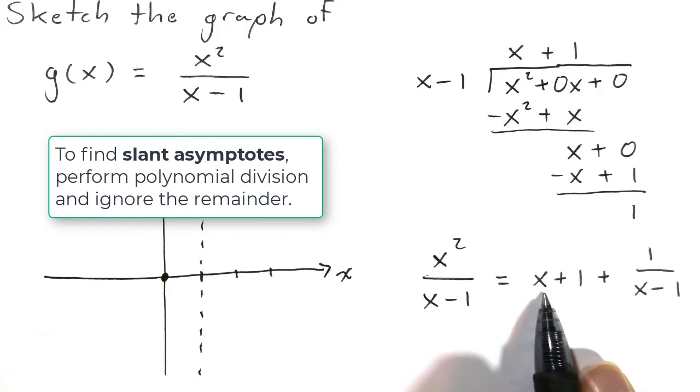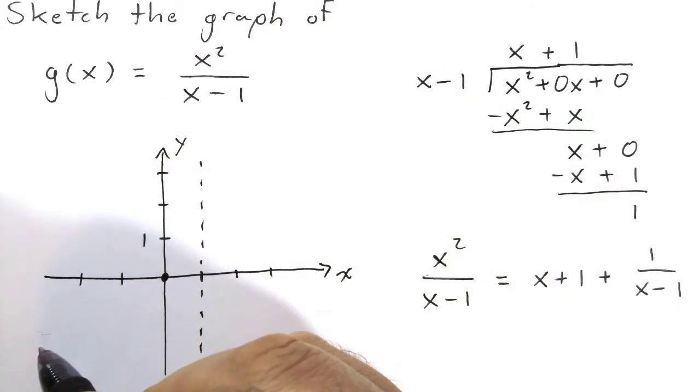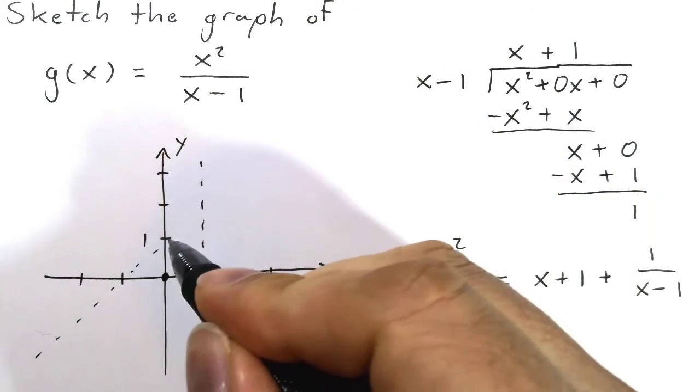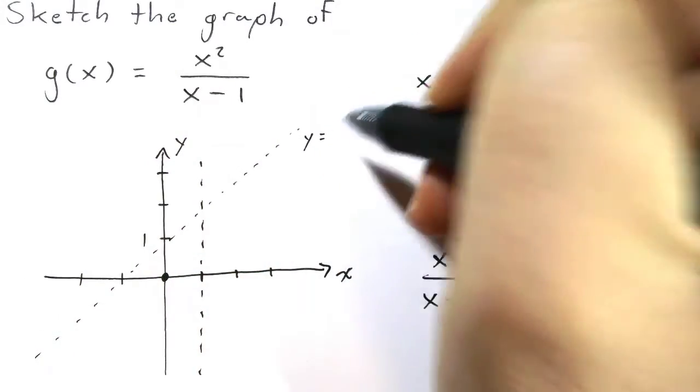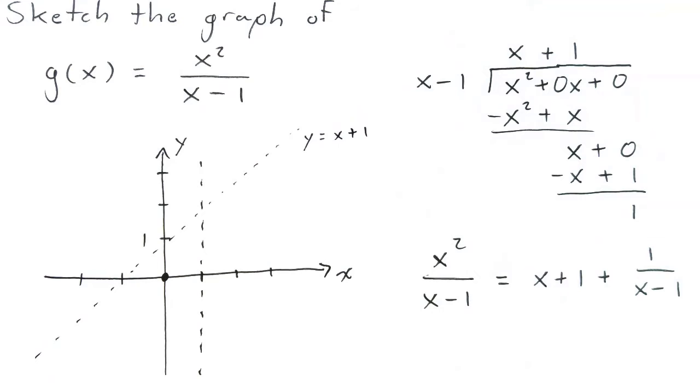Well, this is just a line. And I can graph this line. It's a line with slope 1 and y-intercept 1. So that is this line right here. That's the line y equals x plus 1. That is our slant asymptote. Now let's graph this function.